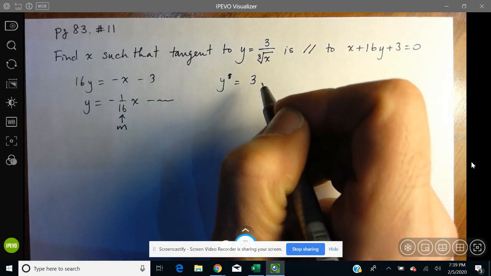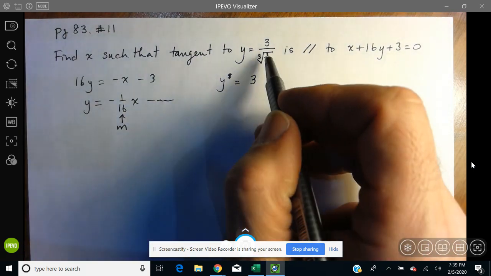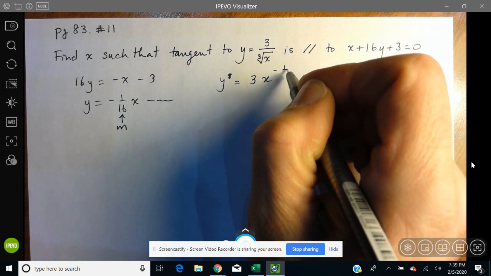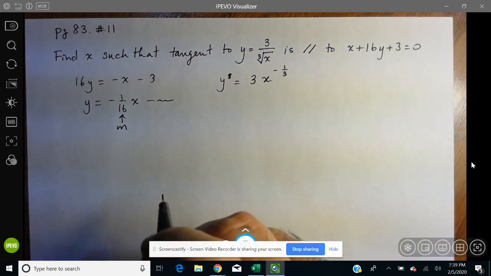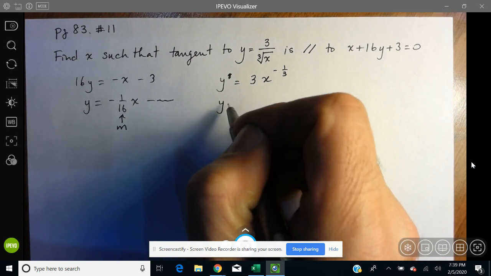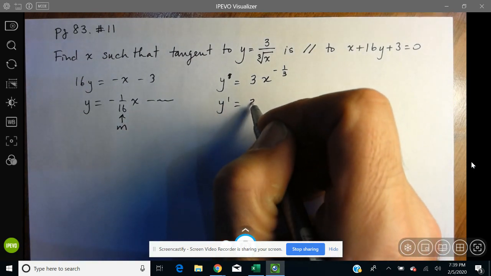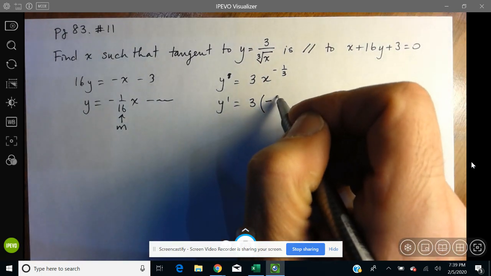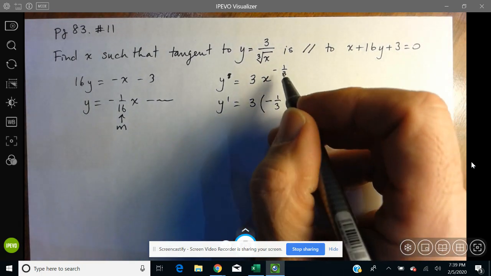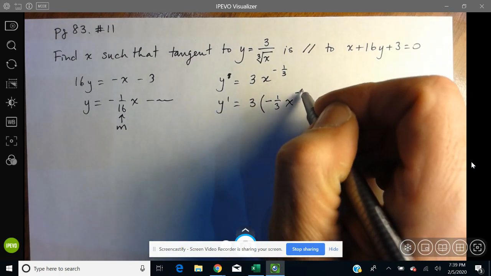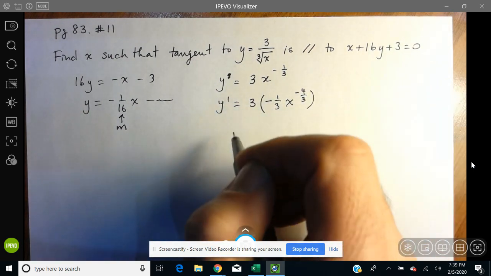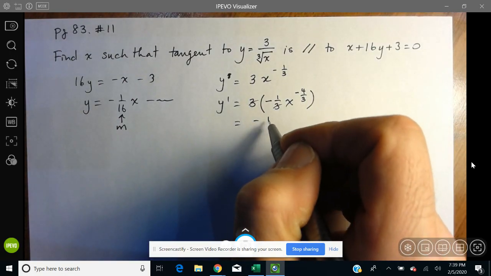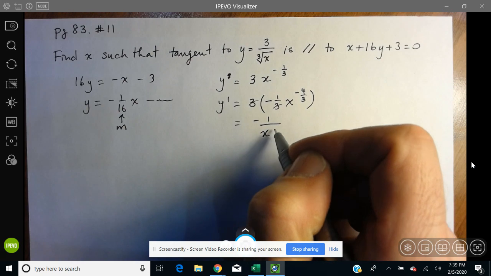So I've got this constant of 3. That's not going to be a problem. I'm going to rewrite the 1 over cube root of x as x to the negative 1/3. That's going to make taking the derivative much easier. So now I'll take the derivative. The constant of 3 times the derivative of x to the negative 1/3 is just going to be negative 1/3, x to the negative 1/3 minus 1, which is negative 4/3. And we can even simplify that a little. The 3's go, so I'm left with negative 1 over x to the 4 over 3.